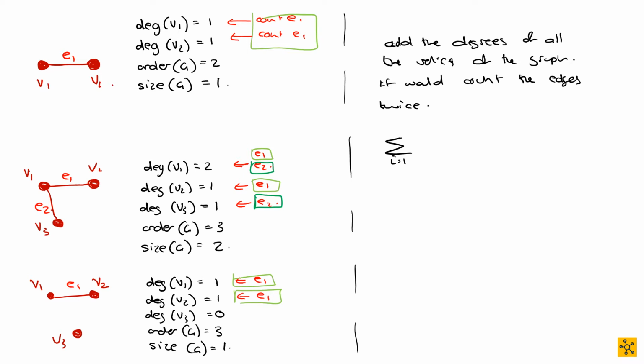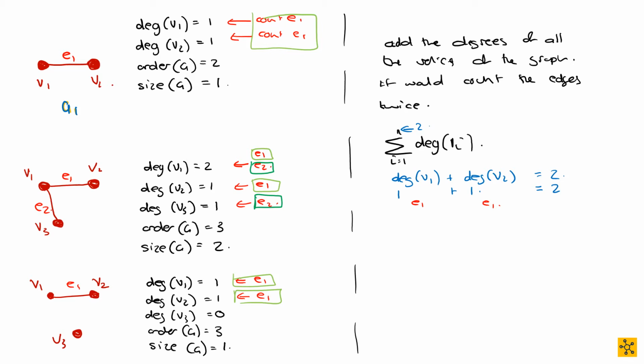Now, if we had to write that in mathematical terms, which is a lot easier, we sum the degrees from i equals 1 to n, where it's the summation of the degree of vi. So for the first graph here, G1, it would be the degree of V1 plus the degree of V2, because our n would be 2. And if you go ahead and sum them, it would be 1 plus 1, and that would give us 2, right? But we know that E1 was counted here, and E1 was counted here.